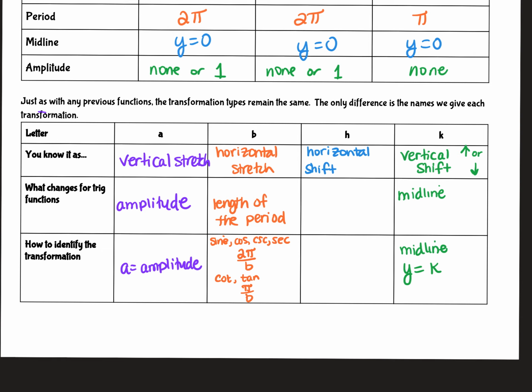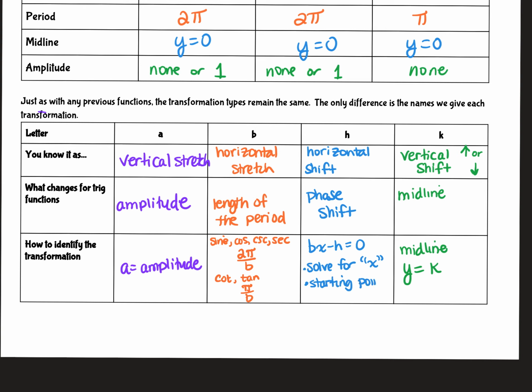The difference is this year with that B involved, we have to work a little bit harder to figure out what our horizontal shift is. Now, what we call that is a phase shift. It's the same thing as a horizontal shift, we just call it a phase shift for trig functions. Now, to find that, we have to set up an equation that has bx minus h set equal to 0, and then we solve for x. And what that gives us is the starting point for our graph.